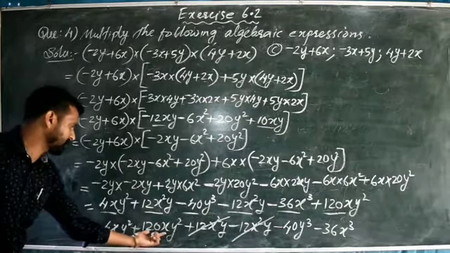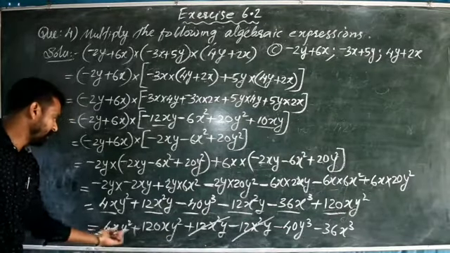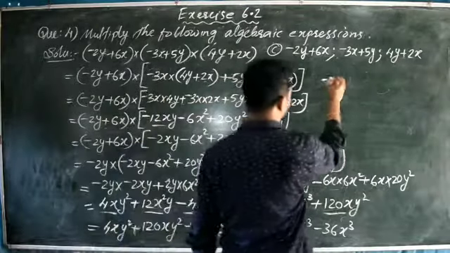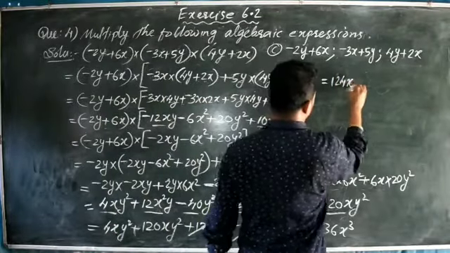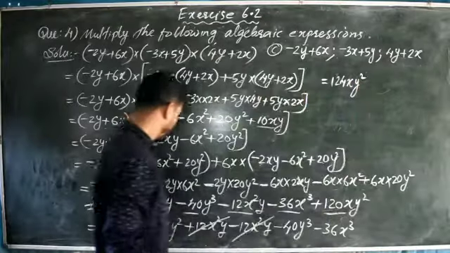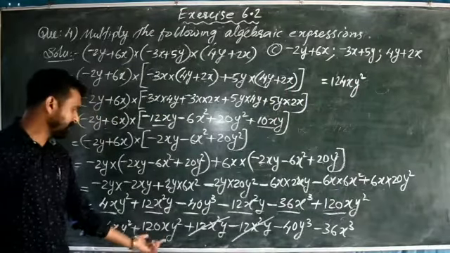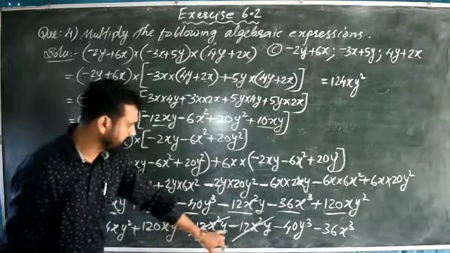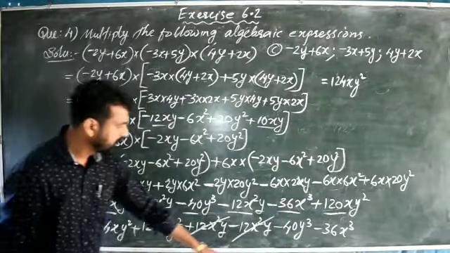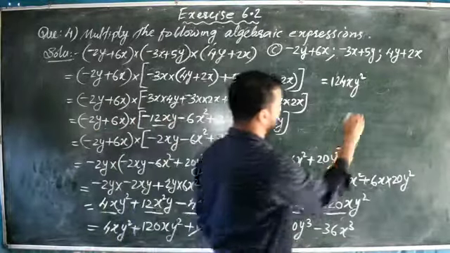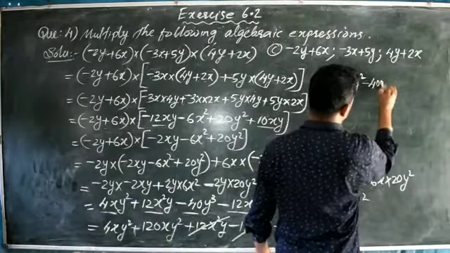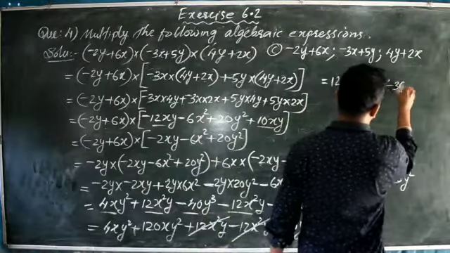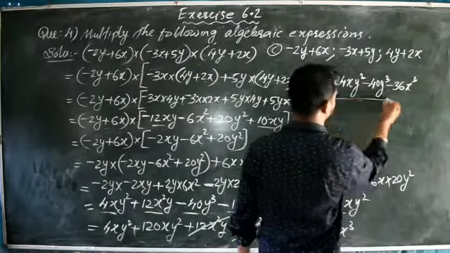4xy square plus 120xy square. 4 plus 120, 124xy square. Already these two like terms we have added. These two terms we have cancelled because plus 12 minus 12 will become 0. Then what is there? Minus 40y cube minus 36x cube.